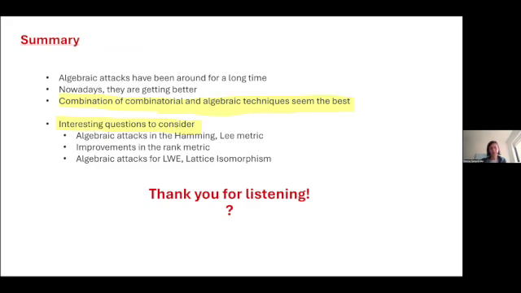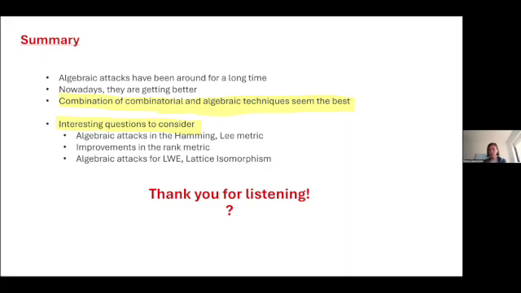So this would be the summary. There are some open problems that we want to tackle as well. Algebraic attacks have gotten a bit of a boost in the last few years, even though they're very old and very much used in cryptography.